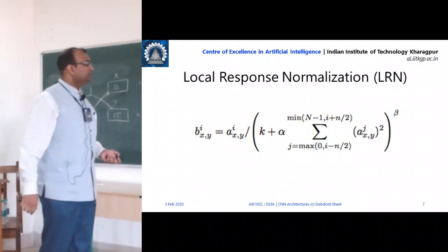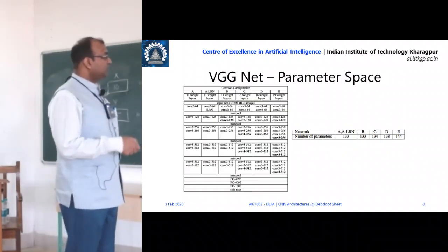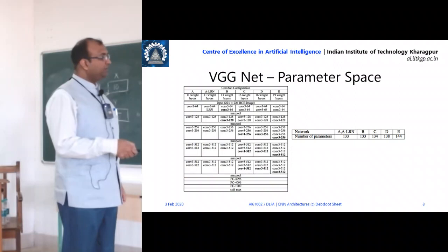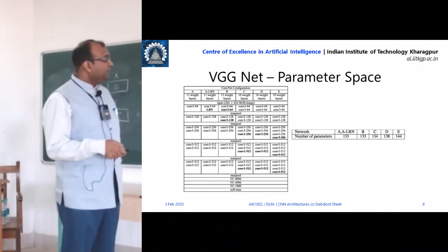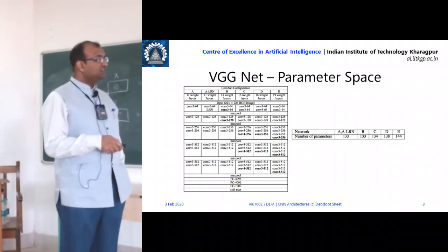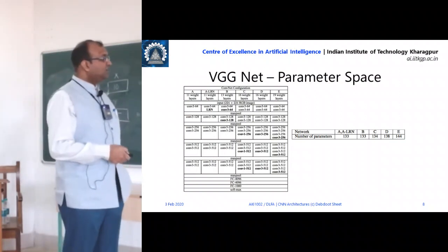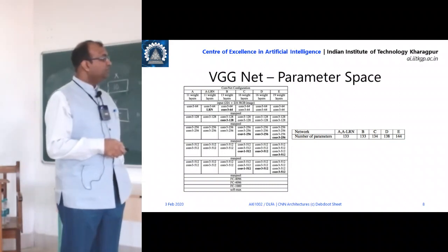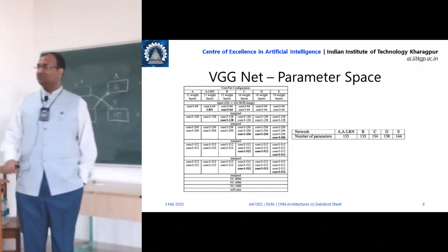So if you go from here, I'll get back to local response normalization in just a minute. So now if you do all of this, you will be able to find out what is your total number of parameters. Now in case of your total number of parameters, what it was found out is that for A, there were 133 million parameters. So that's in millions essentially. And which was a 11 layer network over here. When we went from an 11 layer network to a 19 layer network, it increased to 144 million parameters.